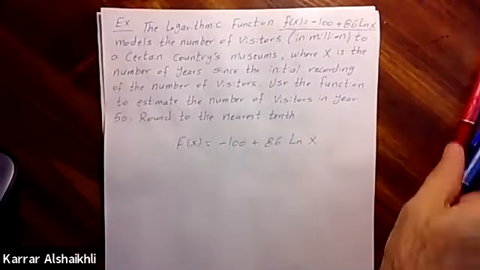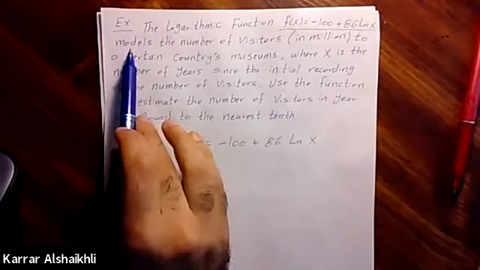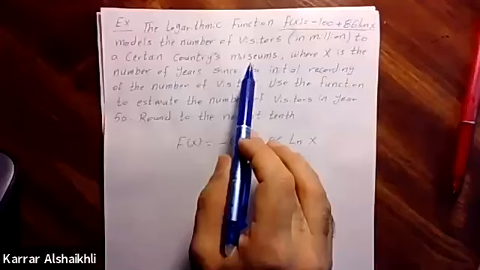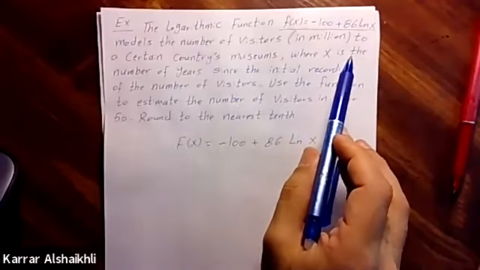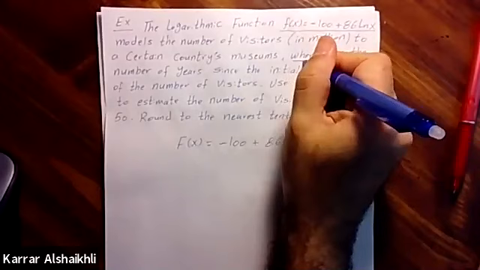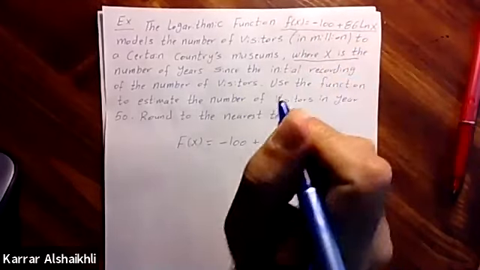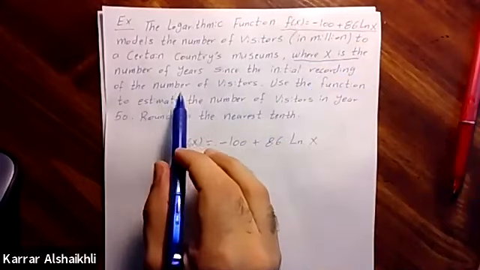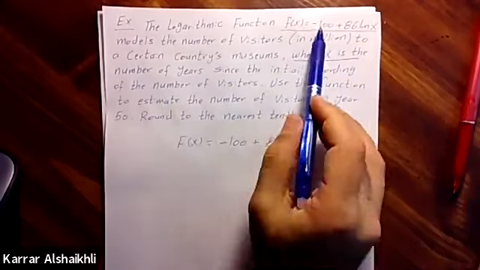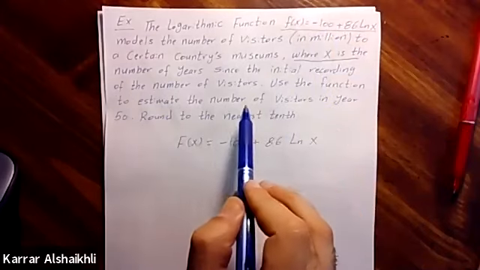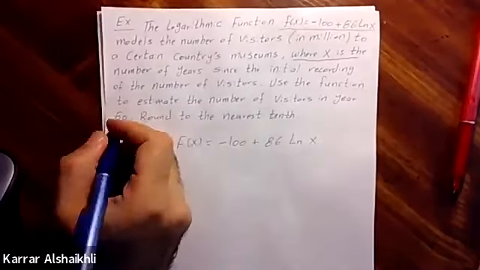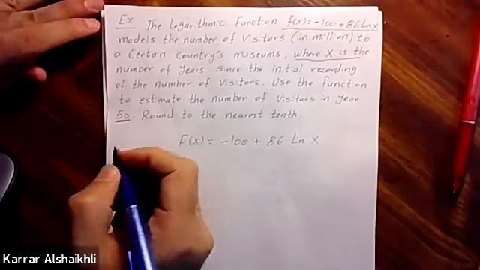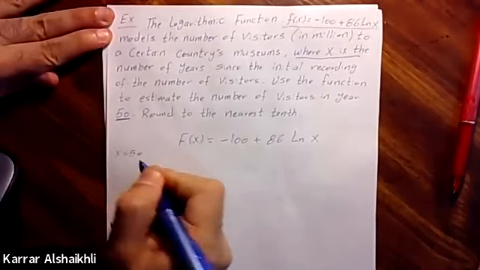I'm going to write down f of x equal -100 plus 86 ln x. This is the first step. Now let's see what they're telling me, which is models the number of visitors in million to a certain country museum. Where x is, that's why they're telling you what is x. X is the number of years since the initial recording of the numbers of the visitors. Use the function to estimate the number of visitors in year 50. That means they're telling you x equal 50.